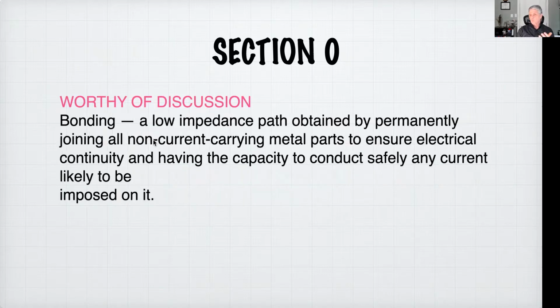So we just said what grounding is. What about bonding? Bonding is a low impedance path obtained by permanently joining all non-current carrying metal parts to ensure electrical continuity and to have the capacity to conduct safely any current likely to be imposed on it.